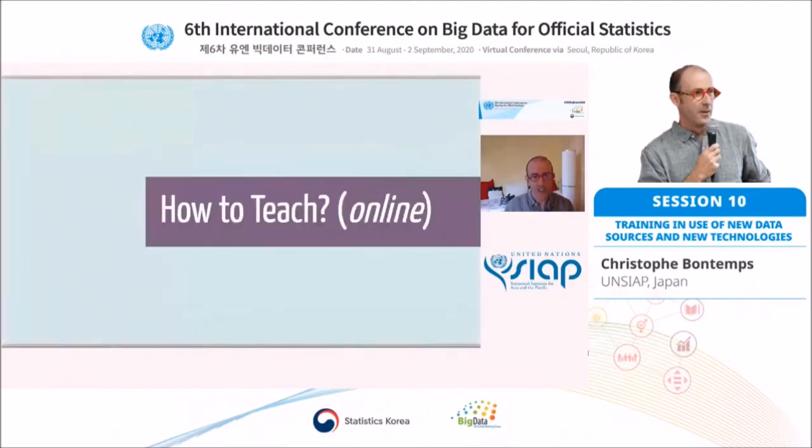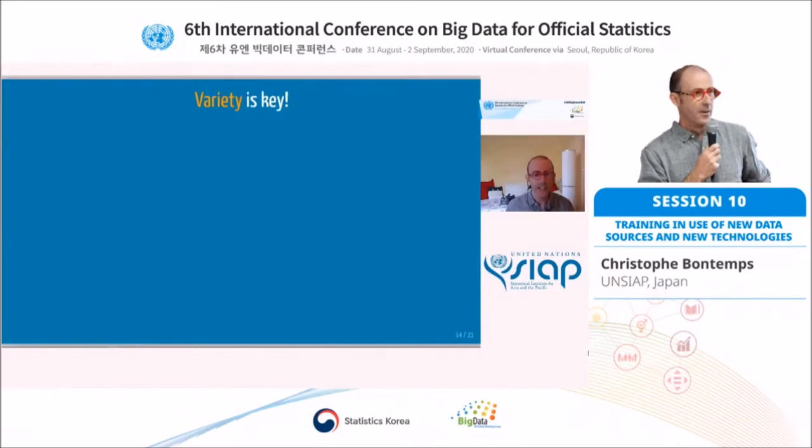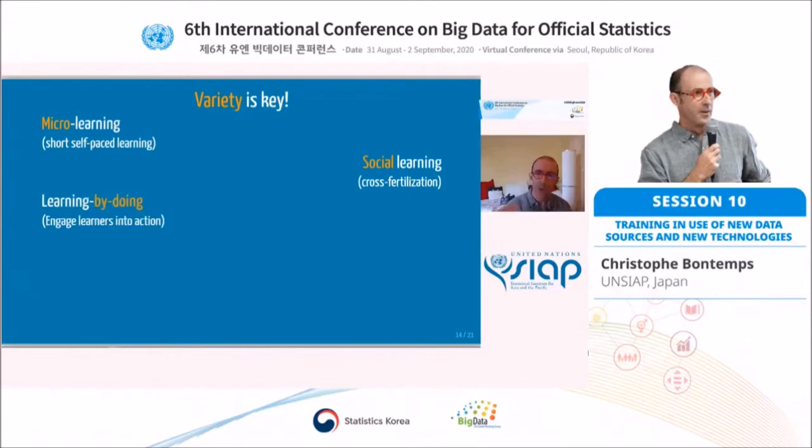So how to teach now? Of course, we have to teach online, and this is not new, but this will stay, and this is a really serious trend. We have to maybe try with micro-learning, short self-paced learning on specific topics. We can use social learning. Many NSOs have provided a lot of information and have done a lot of experiments with their data. So this knowledge should be shared and fertilized among all the other NSOs, and we should help in that. So we should help doing learning by doing and engage learners into action.